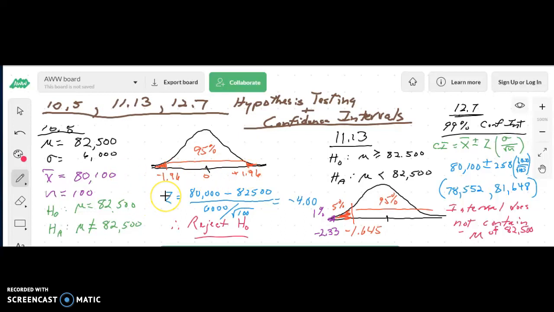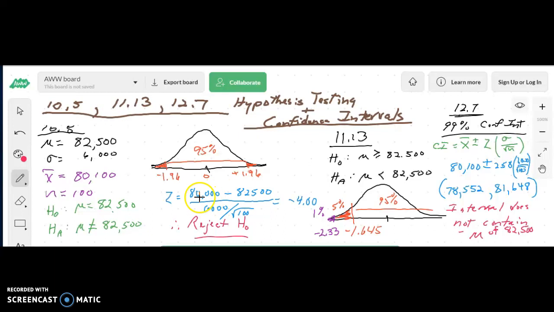Then we use the formula for the z-score for a sample mean, which is important that you know that it's a sample mean of a population, not of an individual score. And that z-score then is our sample mean, which was the 80,100, minus the previously known mean, which was 82,500, divided by 6,000, which was the standard deviation, divided by the square root of 100, 100 being the sample size. This is a critical point right here that you do this.